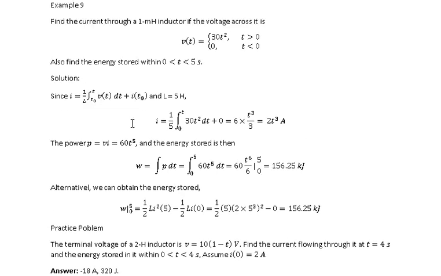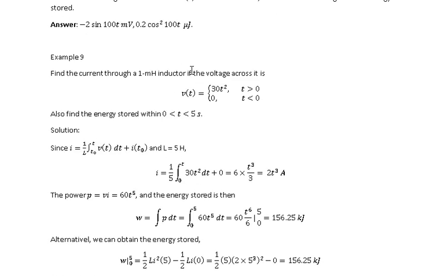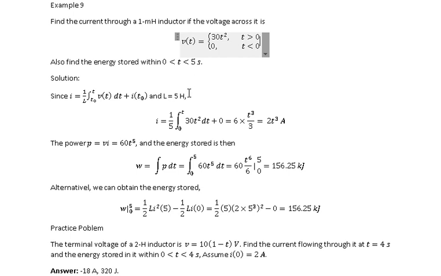The formula in order to find the current through an inductor, we have to use this equation. Okay, so given that the inductor is 5 Henry, okay, I is equals 1 over 5. I think this should not be 5 millihenry, 5 Henry. It should be 1 millihenry.